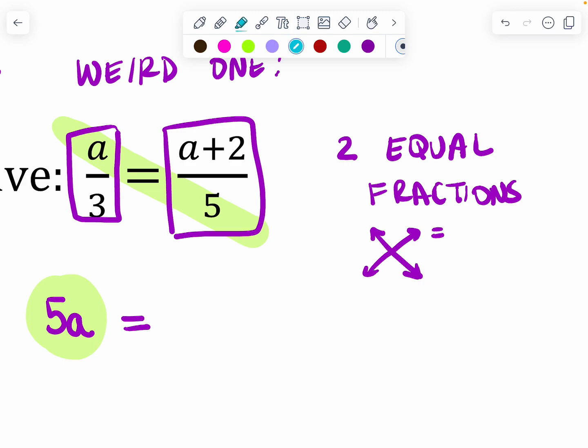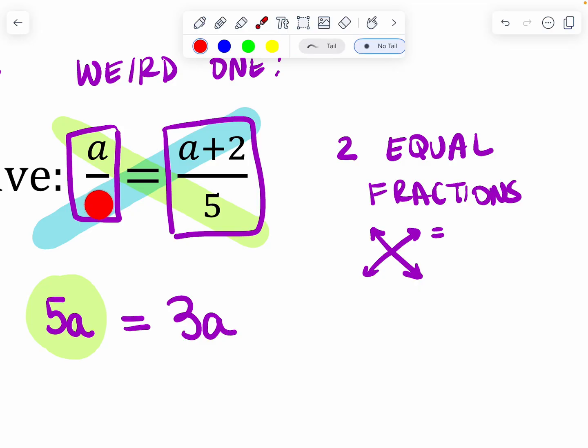And now let's multiply the other diagonal. So now I'm going to multiply 3 with the stuff up here. But you should notice that there's two objects up here. So when you multiply this diagonal, you're going to multiply this by both of the objects. Kind of like a giant distributive property. So 3 with a gives us our 3a. And 3 times 2 gives us a 6.